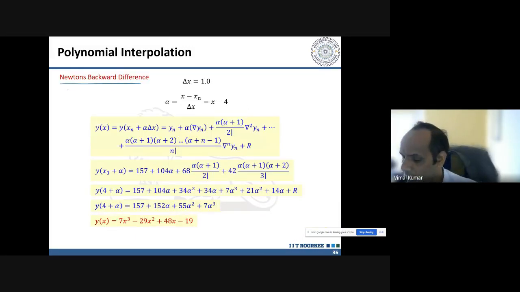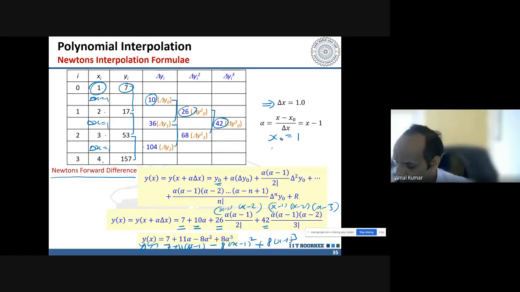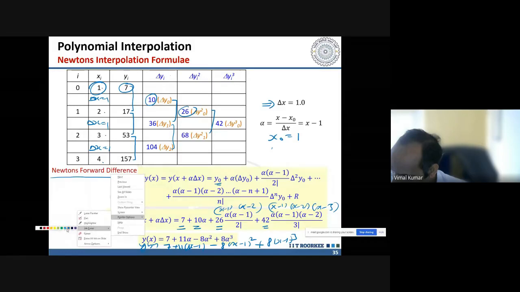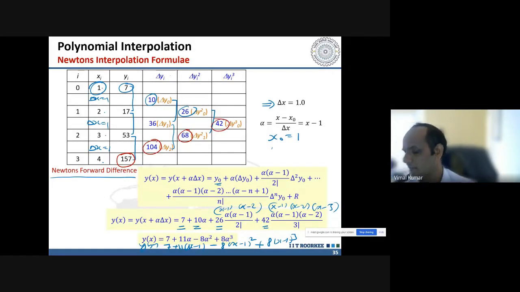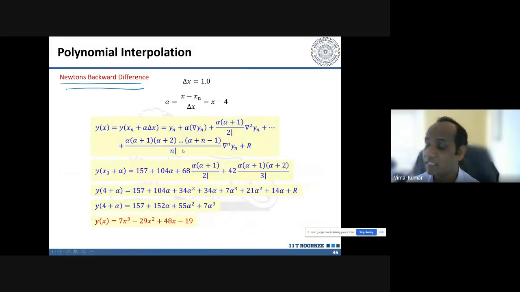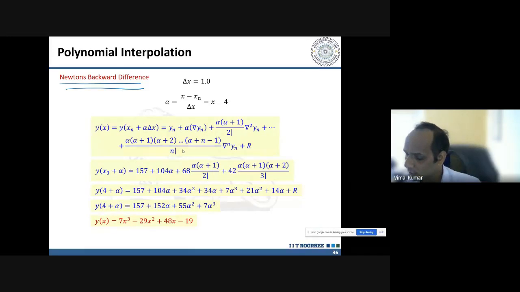Similarly, if I use Newton's backward difference, I have already calculated all the backward differences. This is yn, this is delta yn, this is delta square yn, this is delta cube yn. Let me use a different color to mention this. So let me go back to the backward difference equation. Putting in all the values, delta x is 1, xn is 4, so I obtain this alpha value here. Then putting back all the differences, reverse del yn, reverse del square yn, and so on.